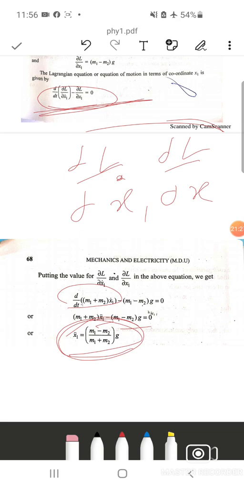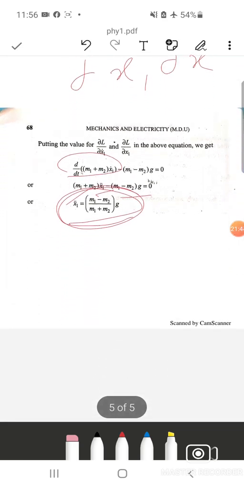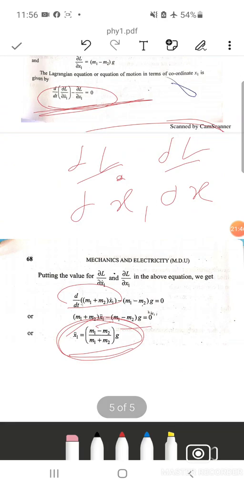Another example for the Lagrange equation is: obtain the Lagrange equation for a single particle moving freely in space in Cartesian coordinates as well as in polar coordinates, that we will discuss in the next lecture.